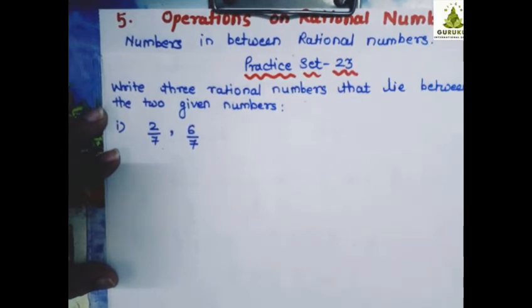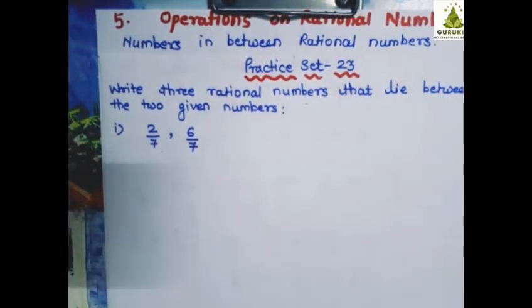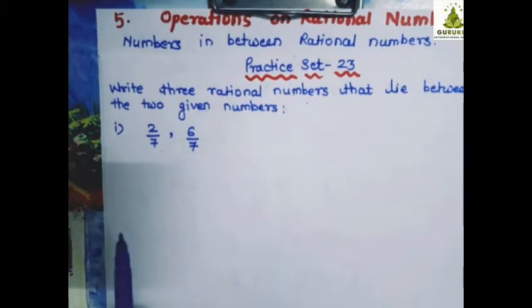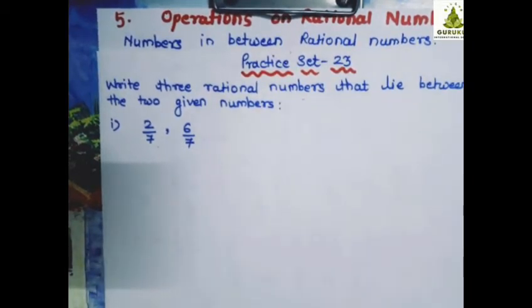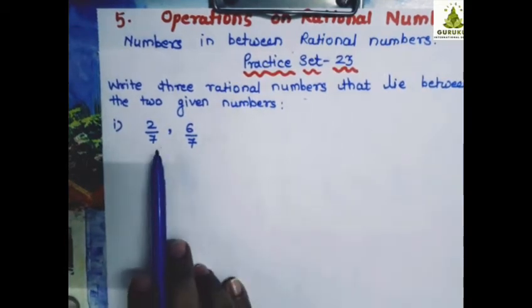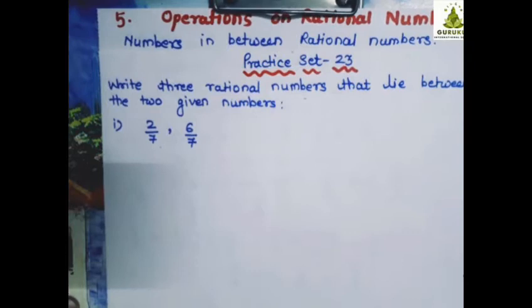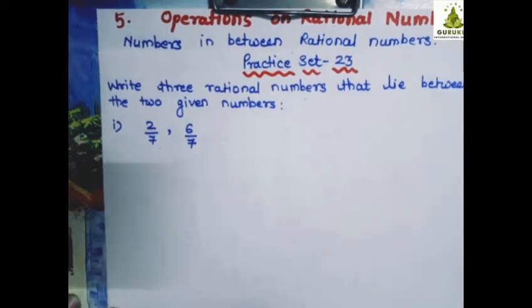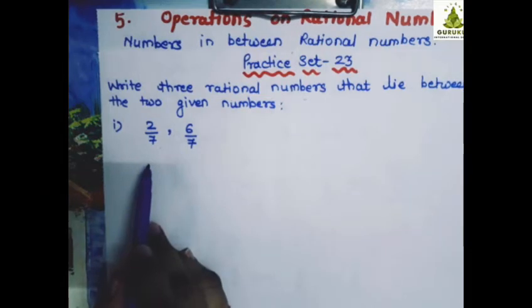To solve these sums, two or three methods are given in our textbook, out of which we are going to follow the simpler one, because anyway these are open-ended questions, meaning you have to write the answers of your own choice, correct. So, the first numbers given are 2 upon 7 and 6 upon 7. In this question, first we have to look at the denominators and make them equal, correct. Now, in this case, the denominator is already the same. So, the first step is not needed, and we can directly start, correct.